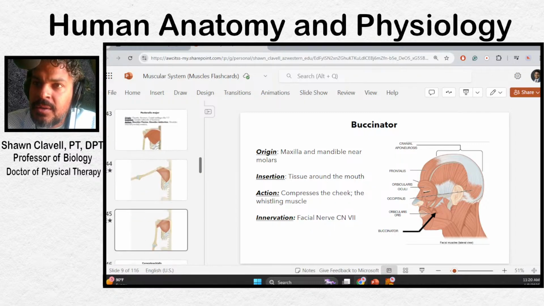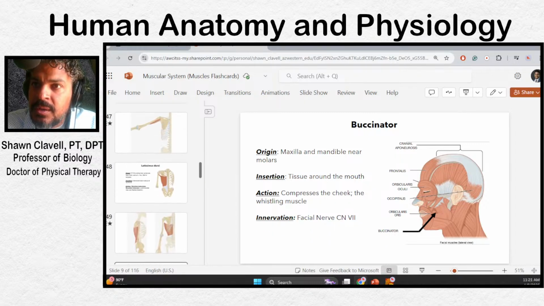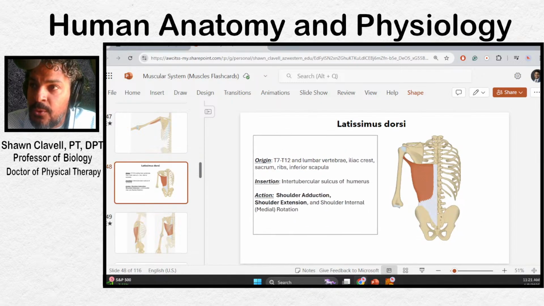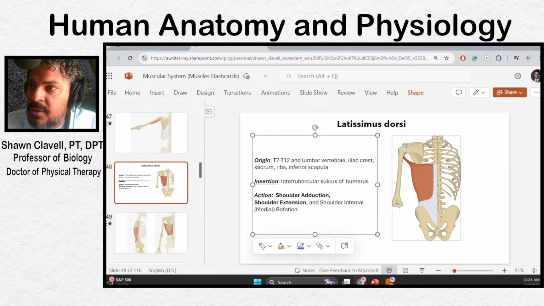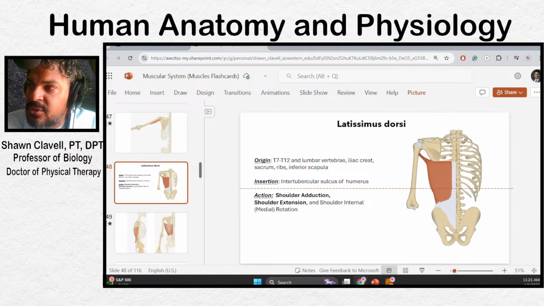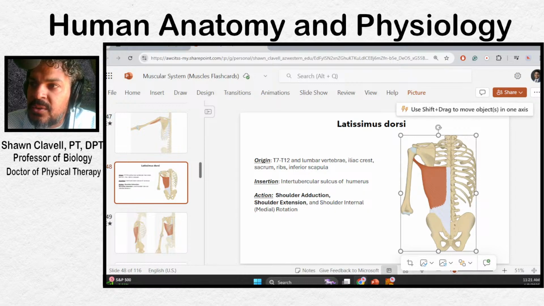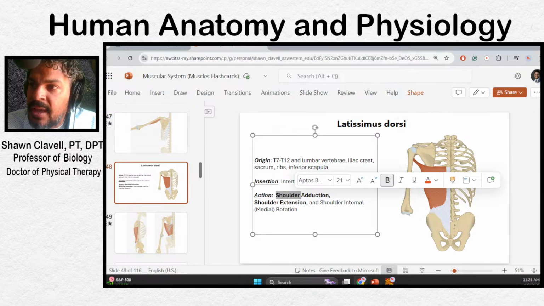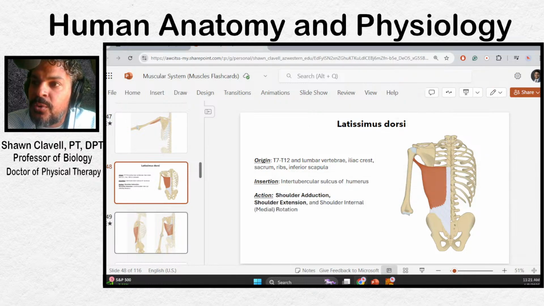arm, right? So here's one, right? This is the latissimus dorsi, right? So you've got a pretty expansive origin, right? It starts right here on the spinous processes of the T7 all the way down to T12, as well as the lumbar vertebrae, a little bit onto the iliac crest and your ribs, all those different regions there. And ultimately, it inserts into the intertubercular sulcus, the intertubercular groove located on the humerus. So as a result, its actions are to adduct the shoulder, extend the shoulder, and internally rotate the shoulder, right?